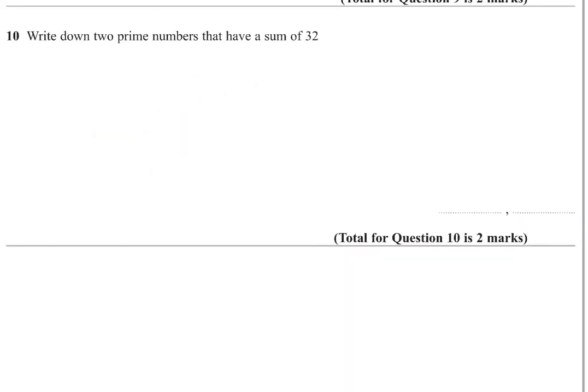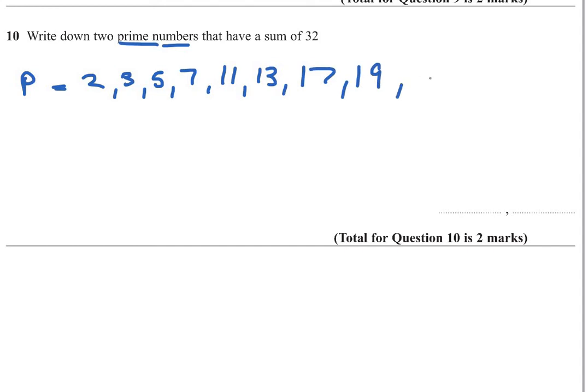Right, write down 2 prime numbers that have a sum of 32. Now remember what a prime number is. It's a number that has exactly 2 factors, 1 and itself. So the prime numbers go like this: 2, 3, 5, 7, 11, 13, 17, 19, and so on. And we need 2 that have a sum of 32. Now there's a few options for this, but the 2 I can see straight away, 13 and 19.